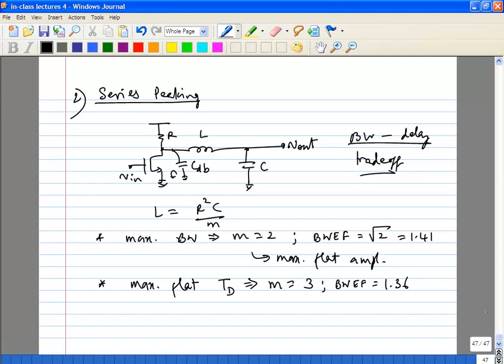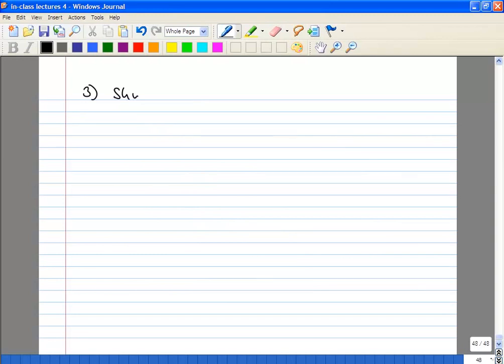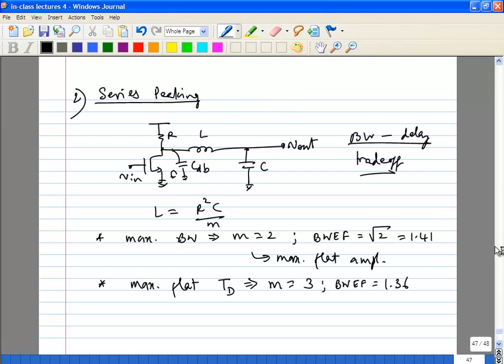Now the next question is, you have looked at shunt peaking, you have looked at series peaking. Why not use both? Because it's not necessary. So both are not mutually exclusive. The next kind is called the shunt series peaking. It gives you bandwidth extension over the original RC case, but compared to shunt peaking, there is no advantage. In fact, shunt peaking is much better than this.